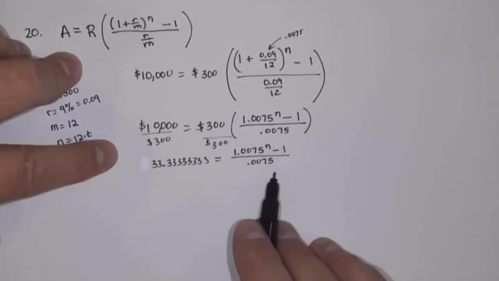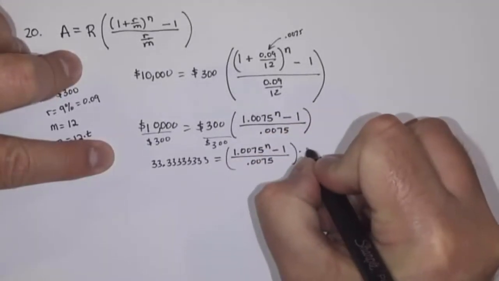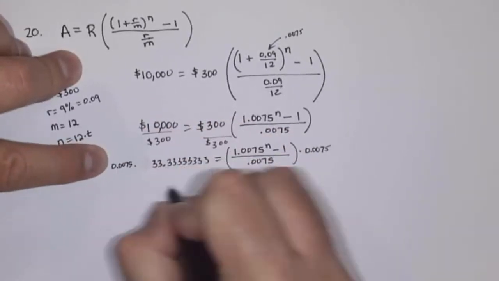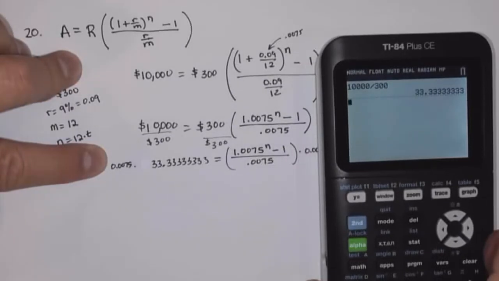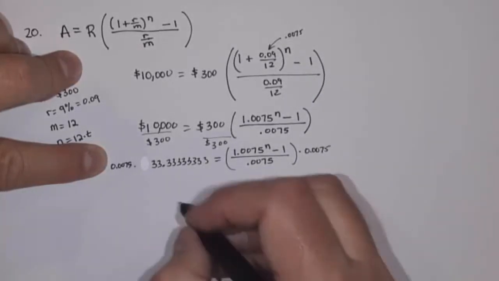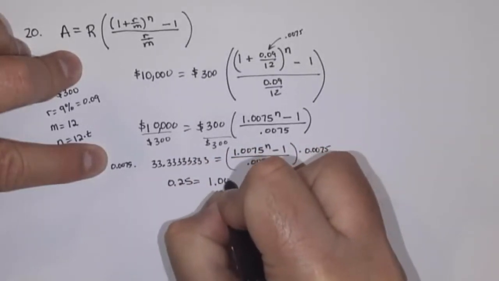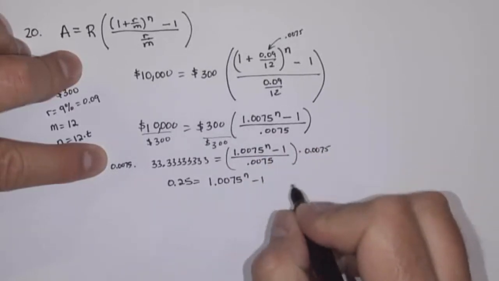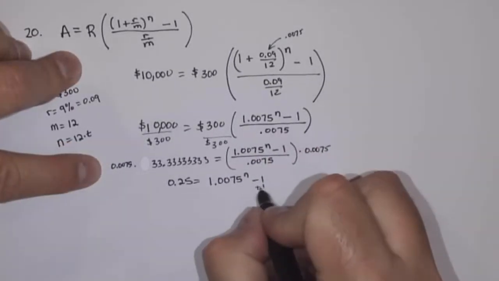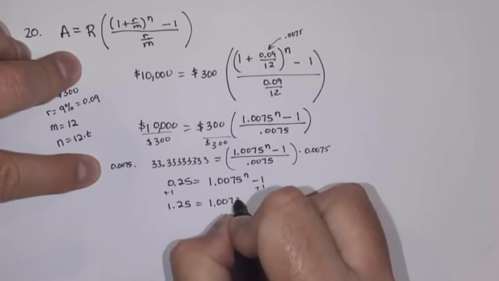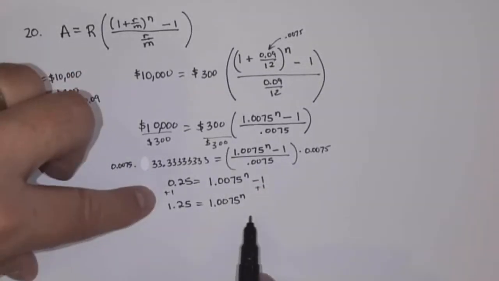Next I can multiply both sides by 0.0075. So bringing my calculator back in, I'm going to take that 33.33 repeating times 0.0075, and that is 0.25. So I have 0.25 equals 1.0075 to the n minus 1. If I add 1 to both sides, then I get 1.25 equals 1.0075 to the n. And I'm needing to solve for n.